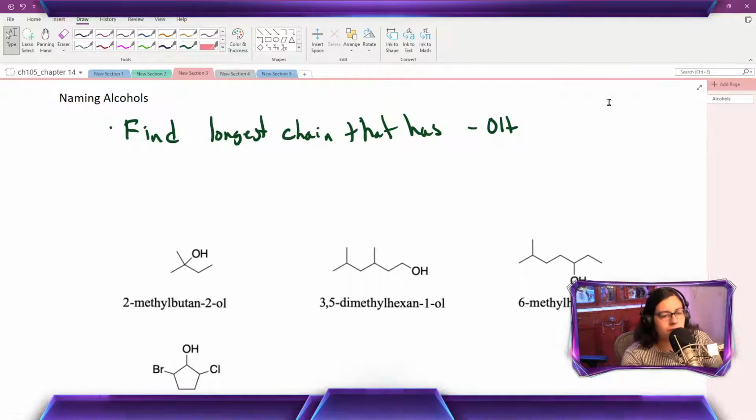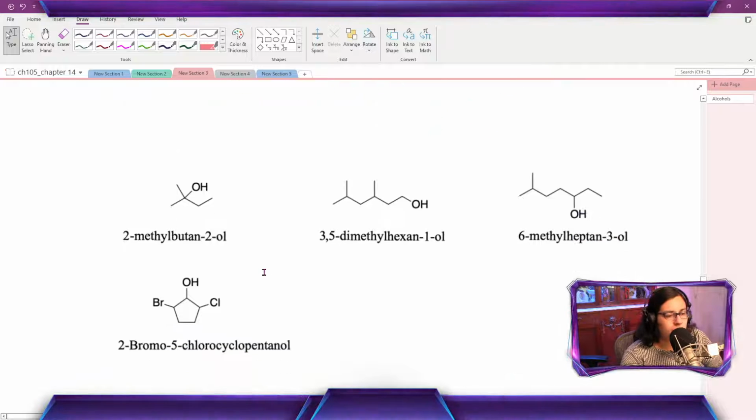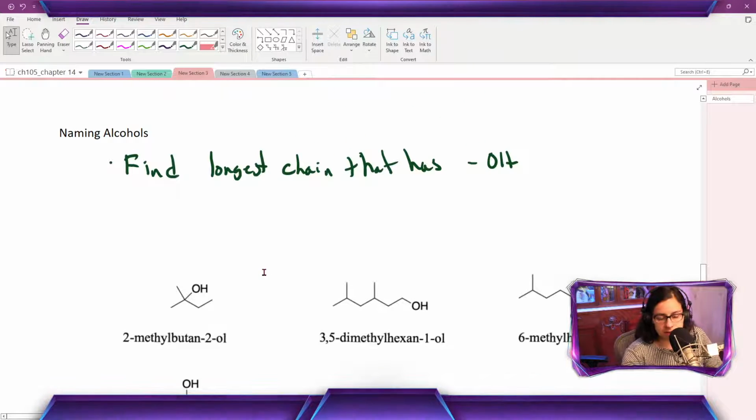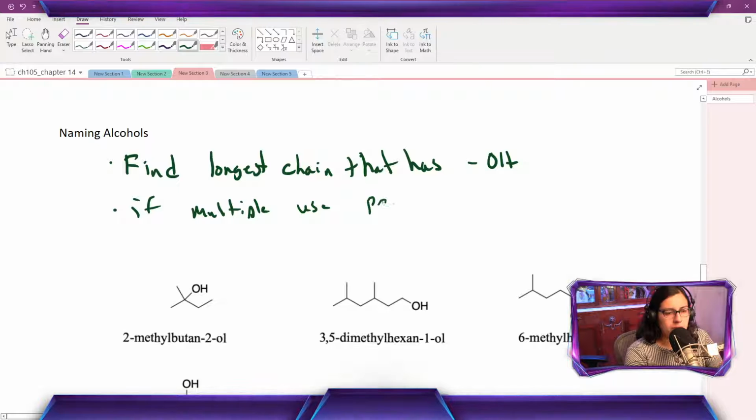And so we'll find the longest chain, and then we'll identify the alcohols. If there are multiple, we'll use our prefixes like before. And then the ending changes to -ol.